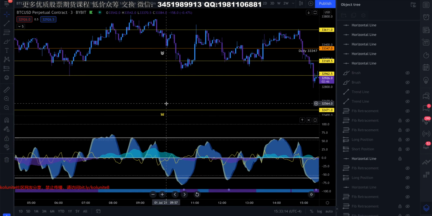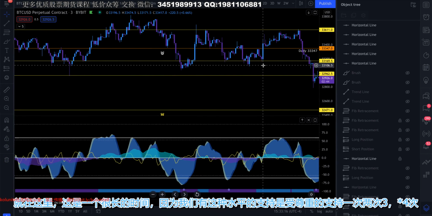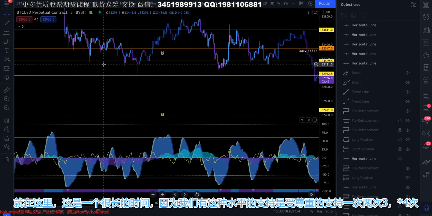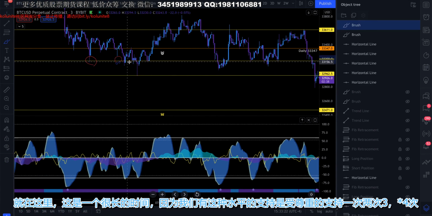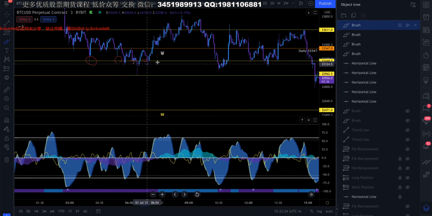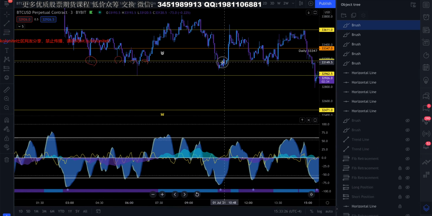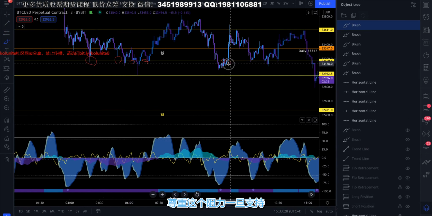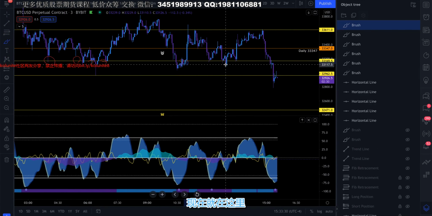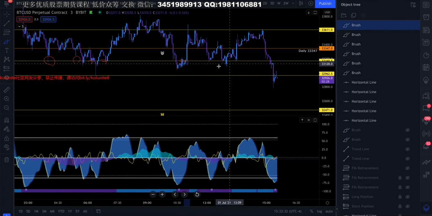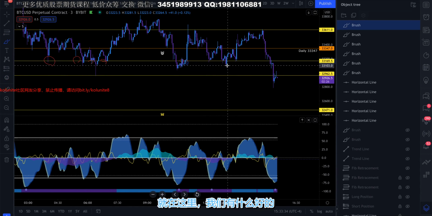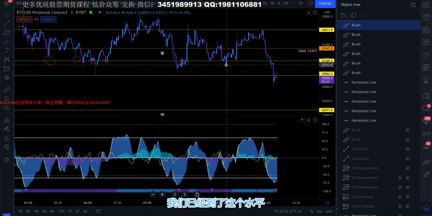Okay, right here. This was a great long because we have this level of support. It's respected as support once, twice, three times, four times. Respected as resistance once, support, and now right here, what do we have? Well, we have us coming down to this level.